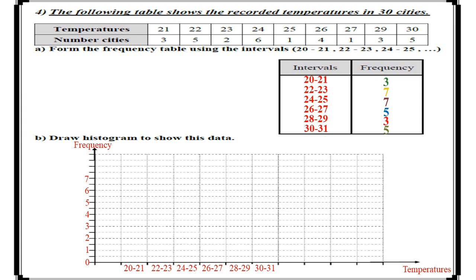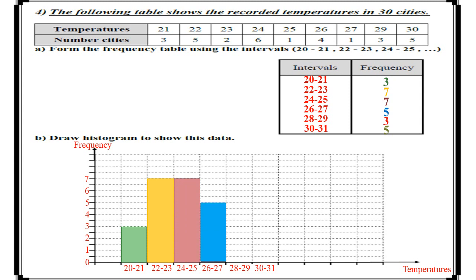And now the first interval from 20 to 21, I have 3 cities. The second interval from 22 to 23, I have 7 cities. From 24 to 25, I have 7 cities. From 26 to 27, 5 cities. From 28 to 29, I have 3 cities. From 30 to 31, I have 5 cities.